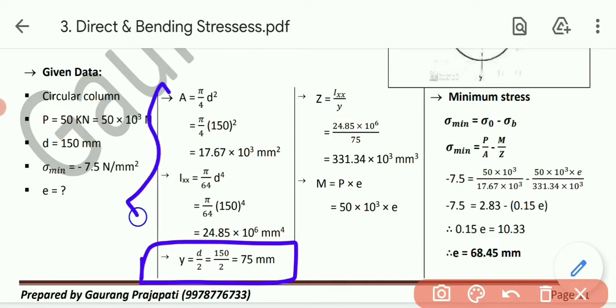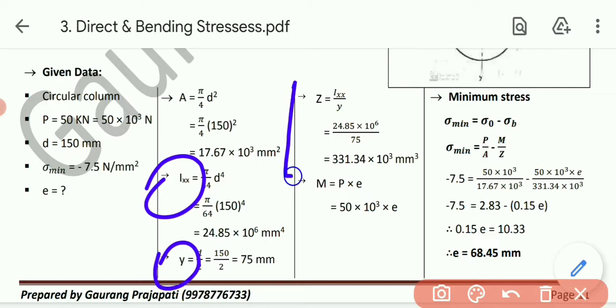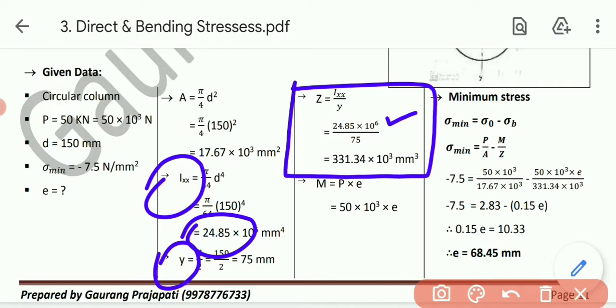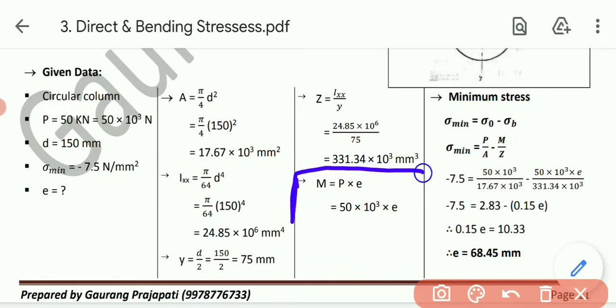I got all these three unknowns, and once I have I and Y bar, I can easily get Z. Z equals I by Y. I is 24.85 into 10 raised to 6 and Y is 75. By solving this, I get Z as 331.34 into 10 raised to 3. Clear? That is Z. Then we need to calculate M. For M we need the value of E, but right now eccentricity is unknown, so no worries, we will keep it as it is: P into E. P is 50 into 10 raised to 3, so 50 into 10 raised to 3 into E.